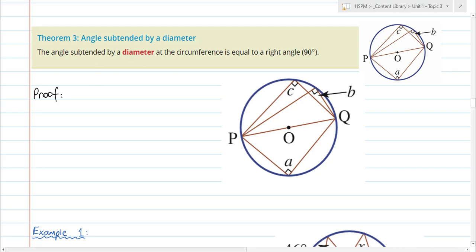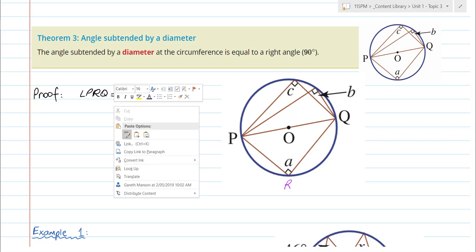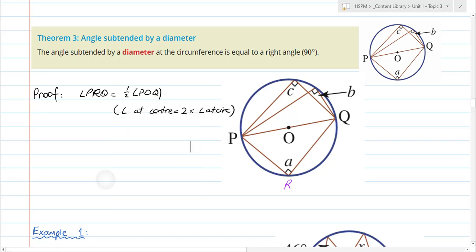Proof. Angle, let me call this R. Angle PRQ equals half angle POQ. And here comes my cheating bit again. Paste that there. And therefore, it equals half times 180, which equals 90.